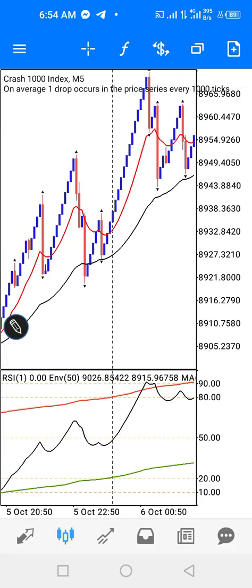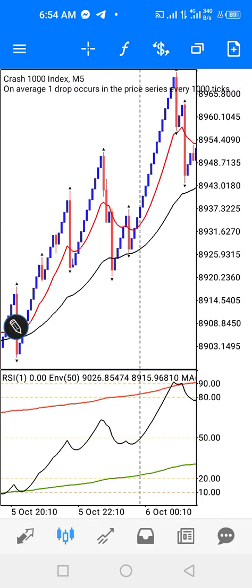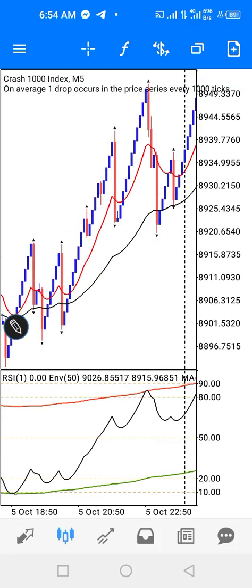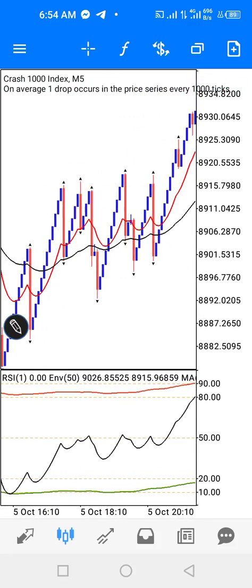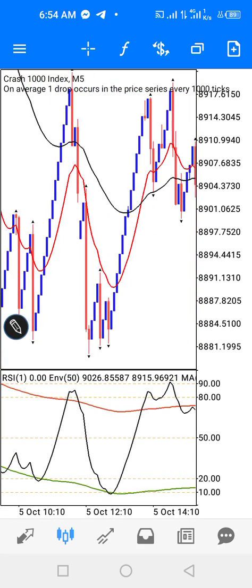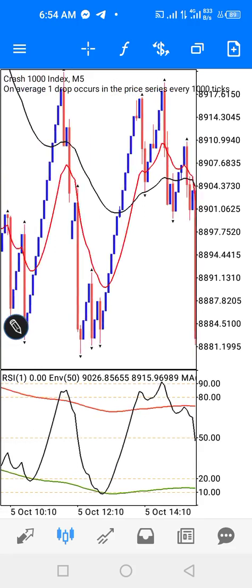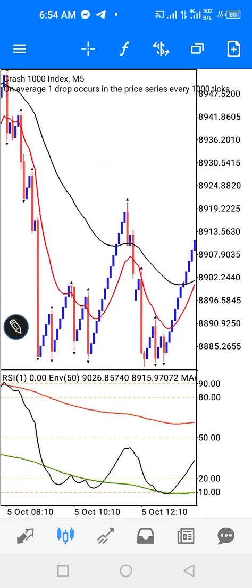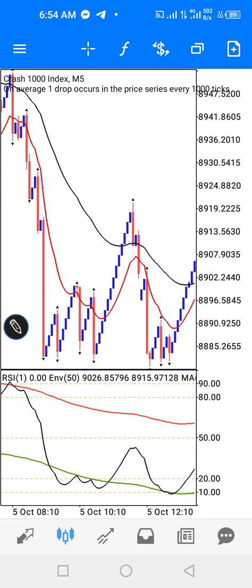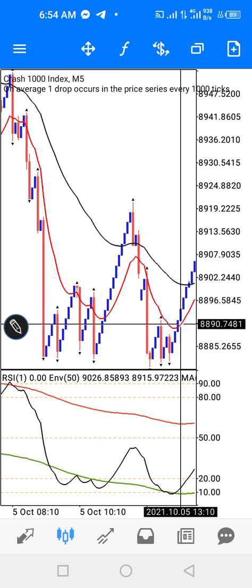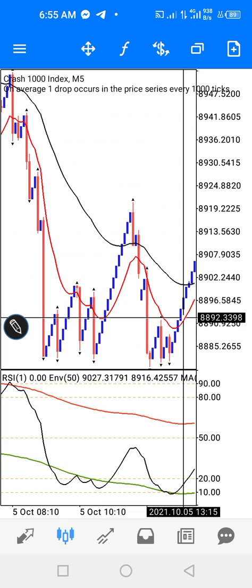So for your entry, you have two entry confirmations to consider. The first one is that you have to have your 13/50 cross. If you are not getting your 13/50 cross, then you wait for price to close. For Crash 500 now, if you are taking it for a sell, it has to close below. If you are taking it for a buy, it has to close above your 13 moving average like this. So your entry will have been after this candle here, it will have been this next candle here.